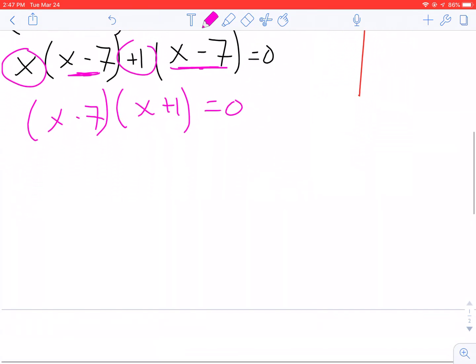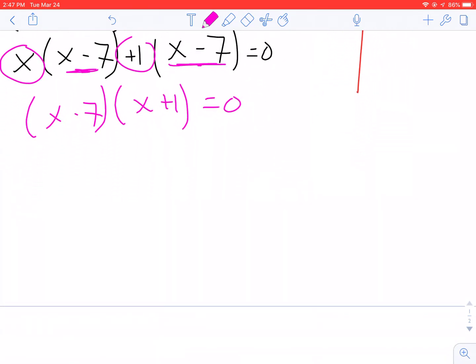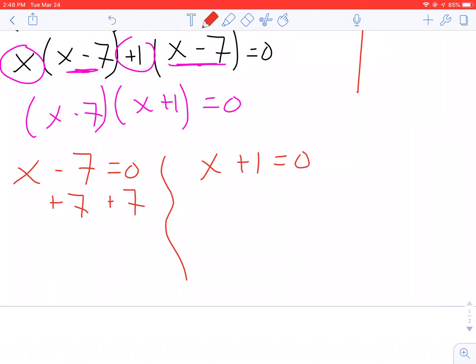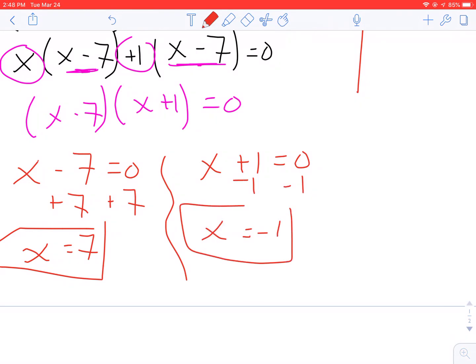Now, again, there's that property that says if we have two things that are multiplying to give you the product of 0, one, if not both, are equal to 0. Well, that means either x minus 7 is equal to 0 or x plus 1 is equal to 0. Solve each one for x. X comes out to be 7 in this case. Solve this one for x. You get x equals negative 1.